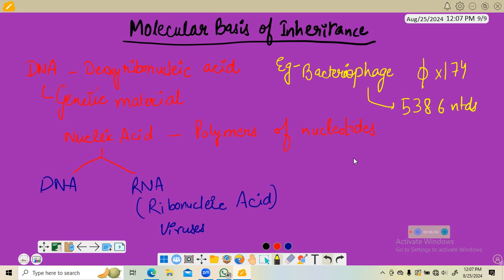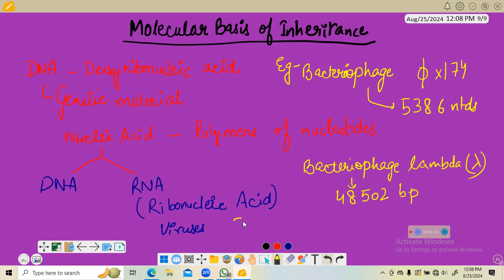Then we have bacteriophage lambda. Lambda is denoted like this. It has 48502 base pairs.